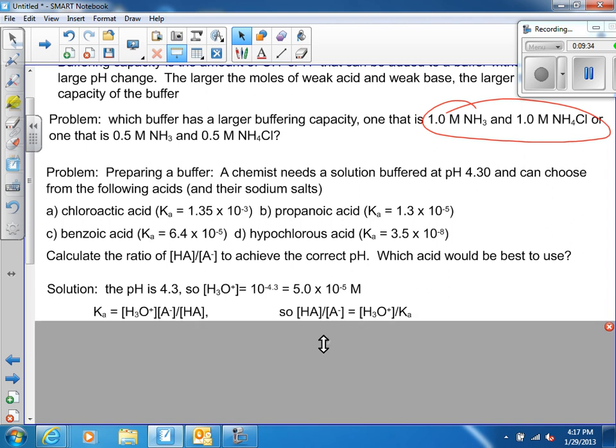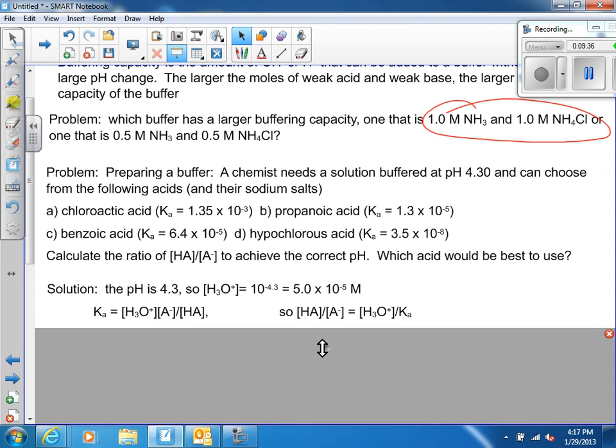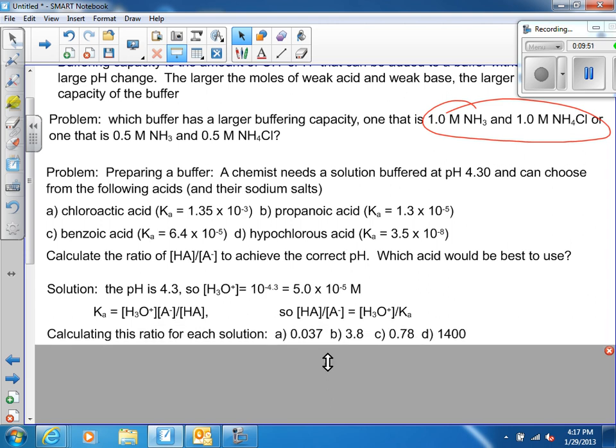Now we're going to plug this into the equation. We know H3O plus, we know the Ka, we know this equation for Ka. Here's our ratio right here. We play around with our equation to get our ratio, and it's just H plus over the Ka. You could solve for each of these. I'm about to give you the answer for each of them. Here are the 4 answers you get. For solution A, the ratio of weak acid to weak base would be 0.037, up to part D, letter D, which would be 1400.